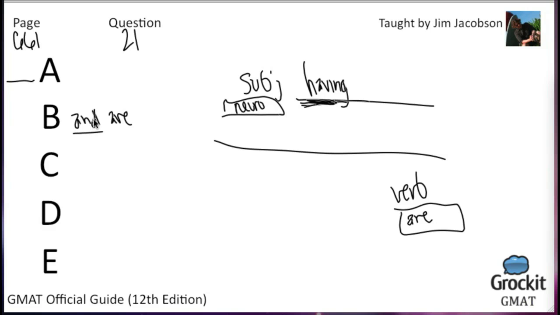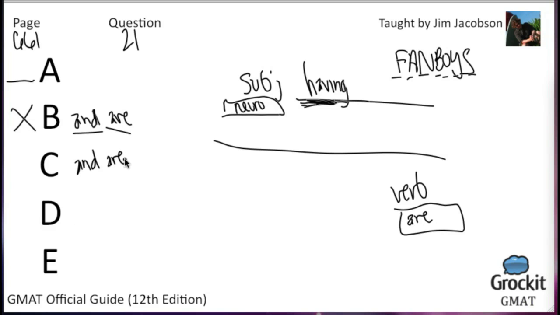Remember, and is a coordinating conjunction, one of our fanboys: for, and, nor, but, or, yet, so, that can join two similar grammatical elements. We would have needed a main verb before the word are in order to have and are here. And we never actually get a main verb, like neuroscientists love puppies and are drawing solid conclusions. We don't have a main verb to pair with are, so that can't be right here. Also, choice C has and are, so we can get rid of that one too.